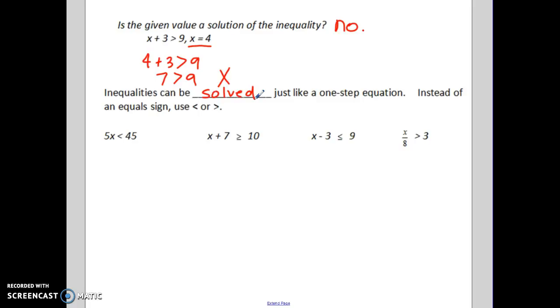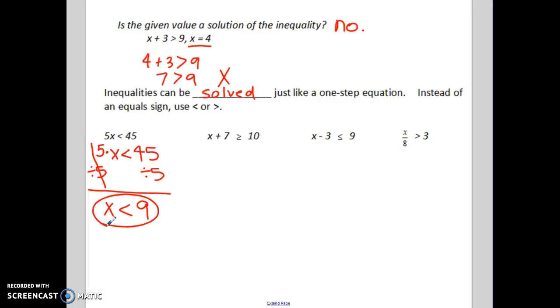So the first one, we have 5x is less than 45. 5 times x, okay, it's right next to the x, that means times. So we want to get the variable by itself. We want to isolate that variable. So if we want to undo the times 5, we're going to divide by 5 on both sides. 5 divided by 5 is going to cancel out, and we're left with x is less than 9. So any number that is less than 9 is going to be a solution to this inequality.